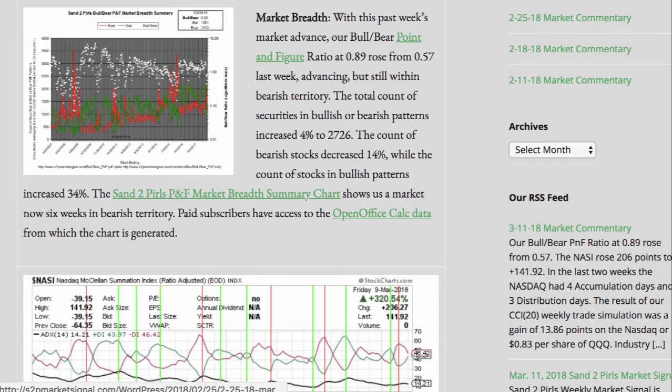The total count of securities in bullish or bearish patterns increased 4% to 2,726. The count of bearish stocks decreased 14%, while the count of stocks in bullish patterns increased 34%. The Pirls P&F Market Breadth Summary Chart shows us a market now 6 weeks in bearish territory.